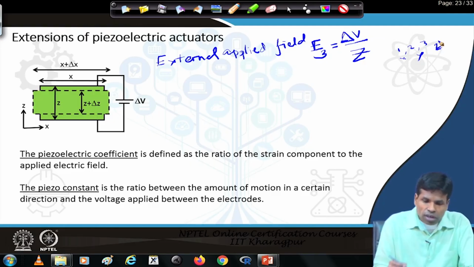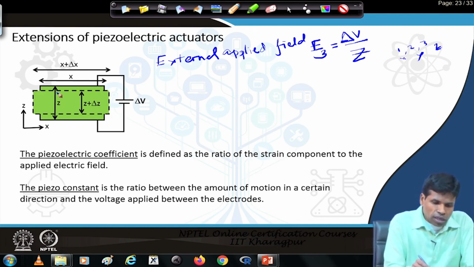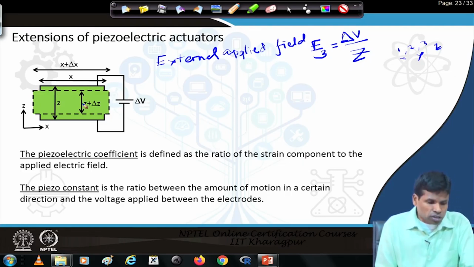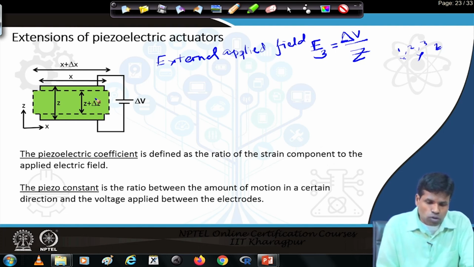Now, as a result of the applied field, a strain will be generated inside the material along the Z direction, and also via the transverse contraction of the material, a transverse strain will be generated in the x direction. If this piezo plate has a thickness of Z, it will be strained by del Z, that means the thickness changes by a value called del Z.